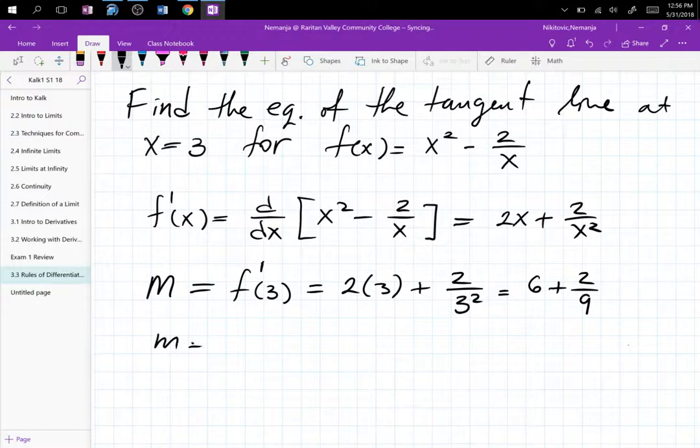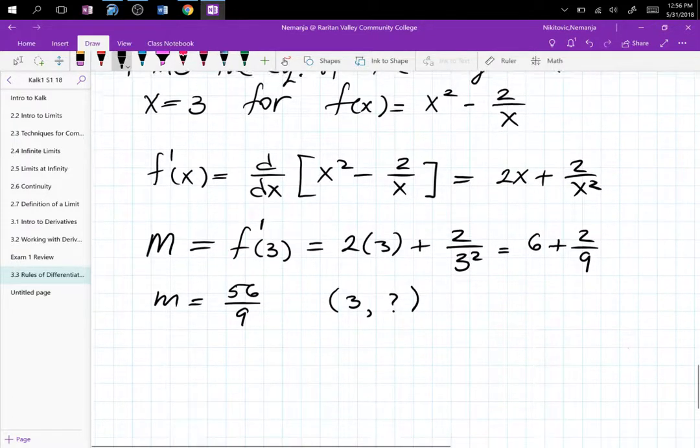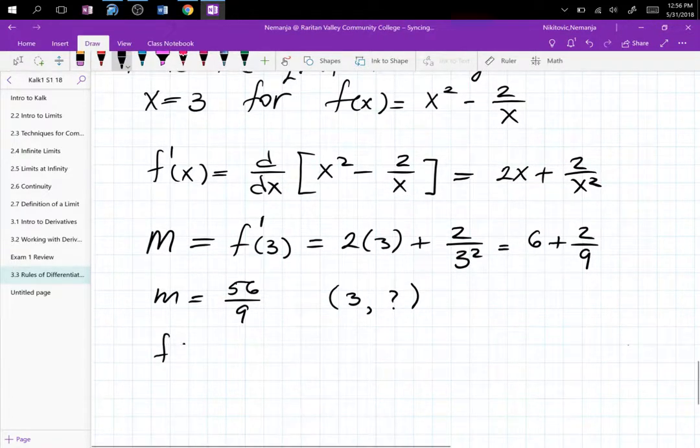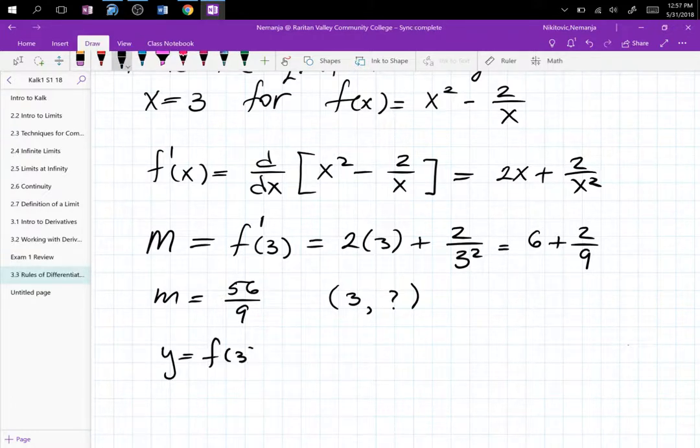And the slope that we are looking for, times 9, 54, 56. So it's 56 over 9 when you add fractions. Right? Now, I need a point. 3 comma what? So that I can find y equals mx plus b. To find y, I will quickly calculate y equal to f of 3, because we compute the original function at the point to find the y value.